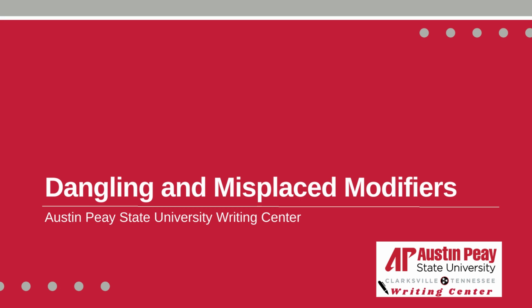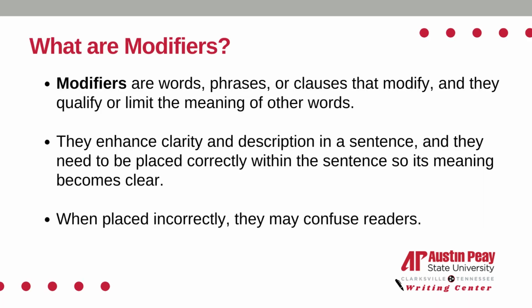In this video, we'll be going over dangling and misplaced modifiers. What are modifiers? Modifiers are words, phrases, or clauses that modify, and they qualify or limit the meaning of other words. They enhance clarity and description in a sentence, and they need to be placed correctly within the sentence so its meaning becomes clear. When placed incorrectly, they may confuse readers.